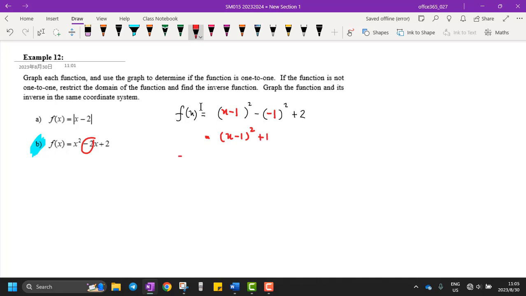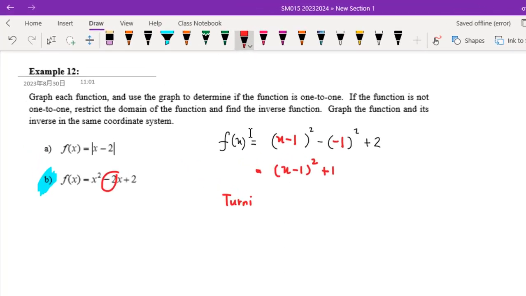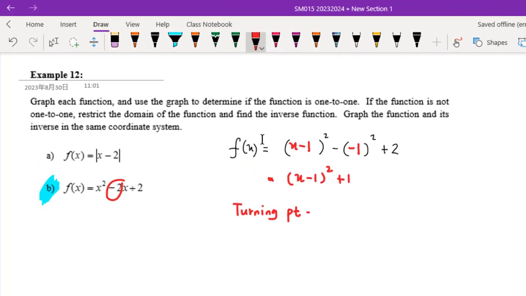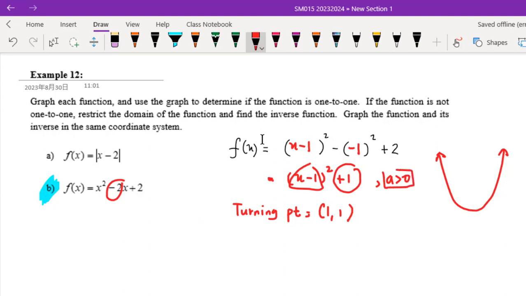So from here, what is the turning point? The turning point from here is 1, and from here is also 1. So the turning point is (1, 1), and we can sketch a graph. Because a is positive, we know a is greater than 0, so it must open upward with the turning point (1, 1). So x equals 0, y equals 0 is around here.